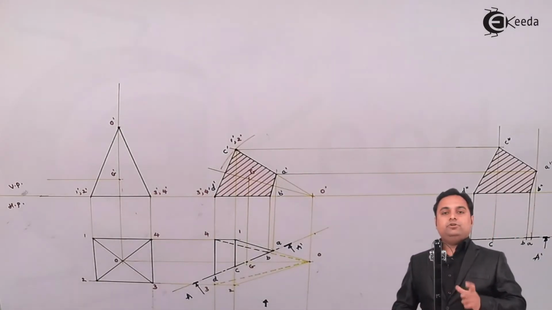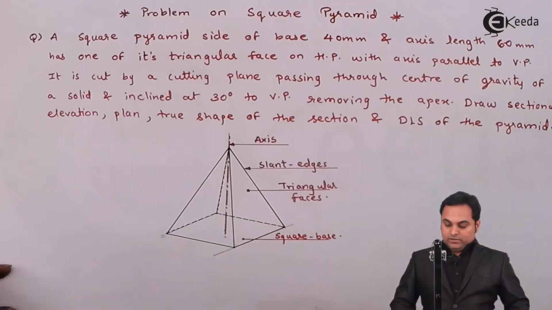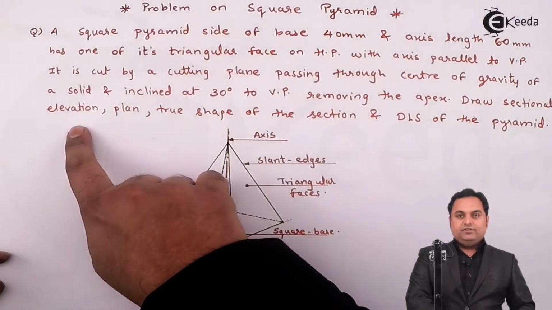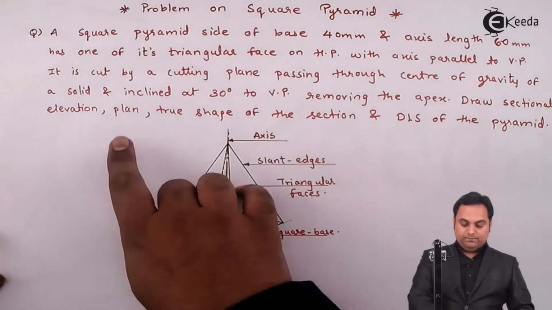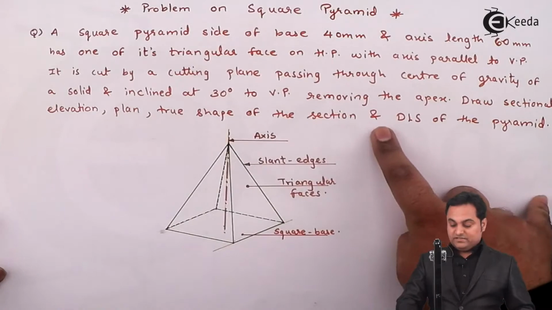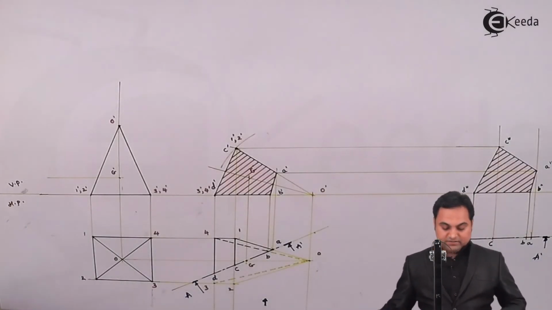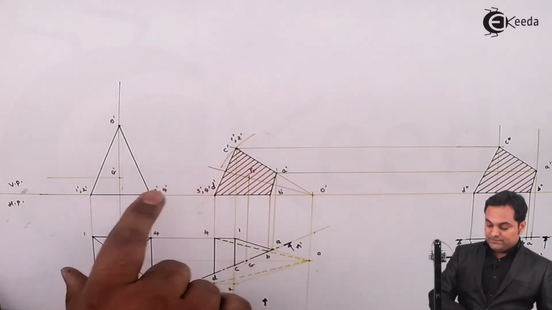Then we have to even draw the DLS, it is mentioned. The question says to draw the sectional elevation, which is the sectional front view we have drawn, the plan, top view, and true shape of the section done, and last is the DLS of the pyramid. So we have to draw the development of lateral surface for this pyramid which has been cut.